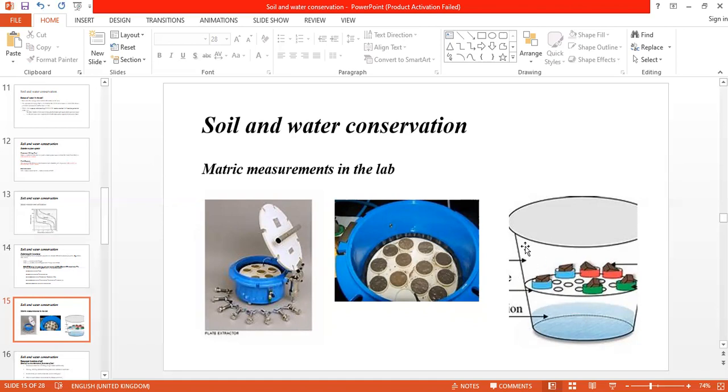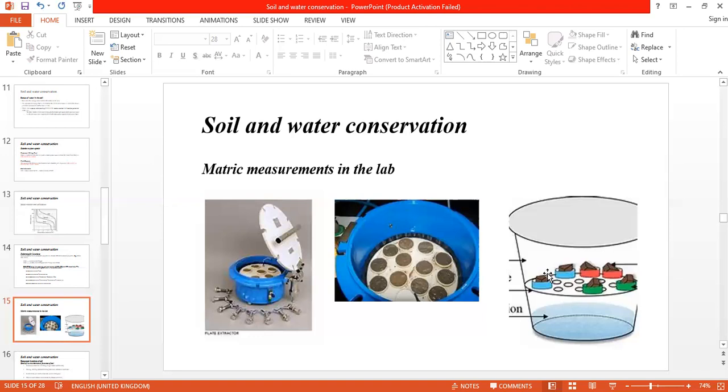Meaning that when you apply a pressure of 33 kilopascals, less water will drain and you have more water left in your soil. Then when you apply 15,000 kilopascals, more water will drain, such that the moisture content that you measure in the end after this whole exercise is what you refer to as your permanent wilting point.